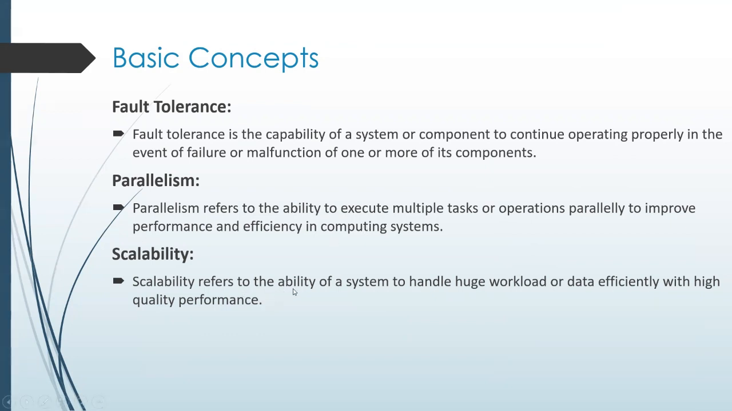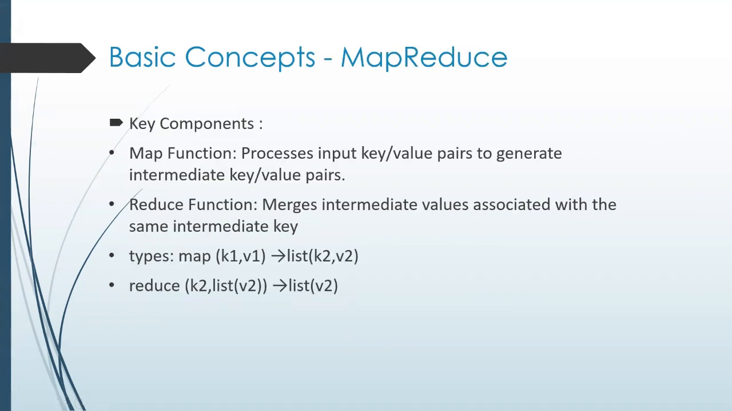Scalability. Scalability refers to the ability of a system to handle huge workloads or data efficiently with high quality performance. So, the basic concepts, the MapReduce function. Here we need a programming model or library that can process data in parallel and optimize it locally. MapReduce is one such programming model that has been introduced in this research paper by Jeffrey Dean at Google for processing and generating large datasets.